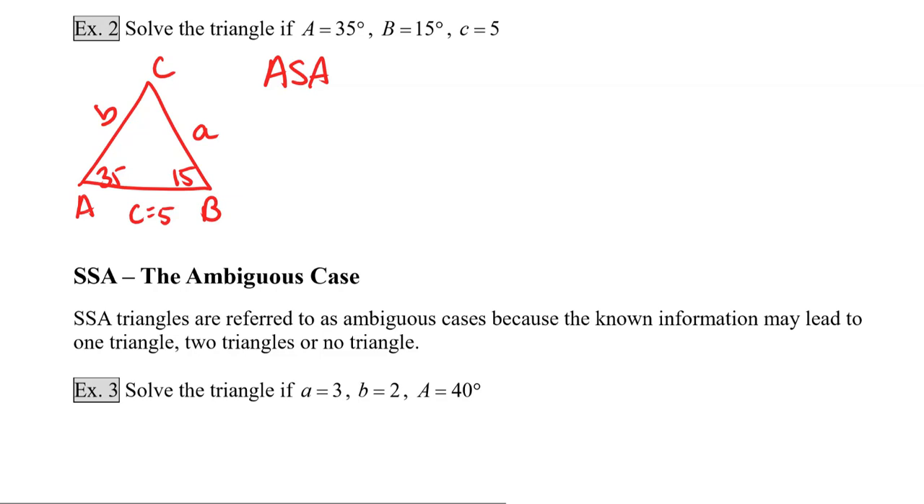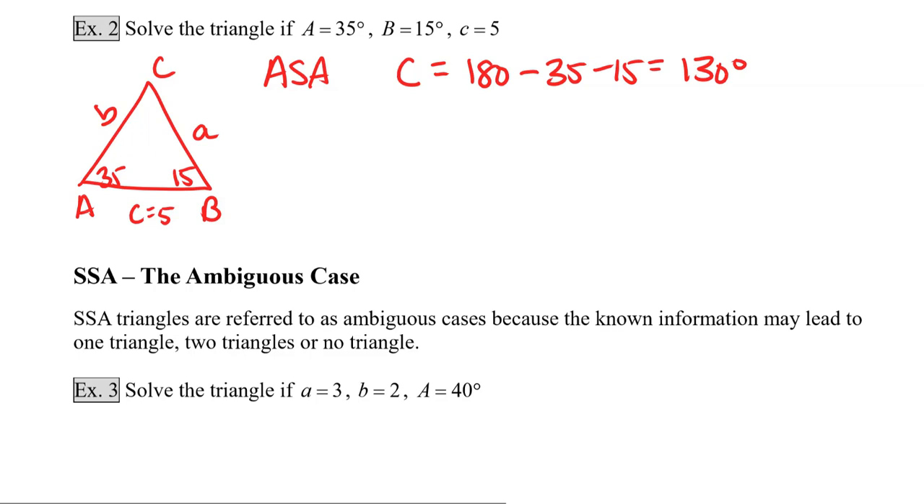Now, in order to use the law of sines, I have to have the measure of a side and the measure of the angle opposite, and I don't have that right now. So I'm going to need to calculate angle C first, but since I know the other two angles, I can say C is equal to 180 minus 35 minus 15, which is equal to 130 degrees.